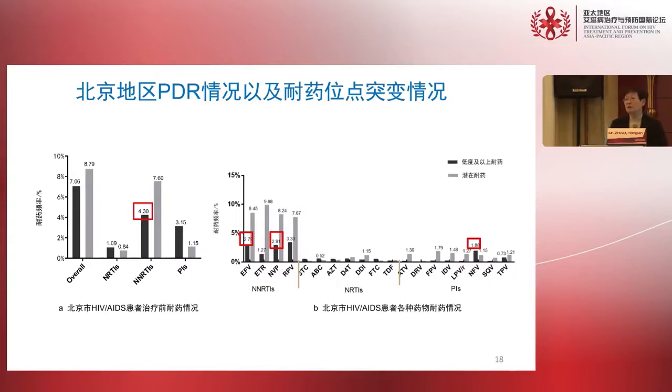You can see that if the resistance to a certain drug is higher than 5%, it's at least a low-grade epidemic of the resistant strain. Our data is 7.6%, which is higher than the line of at least a low epidemic. And also for NNRTI, it's 4.3%.